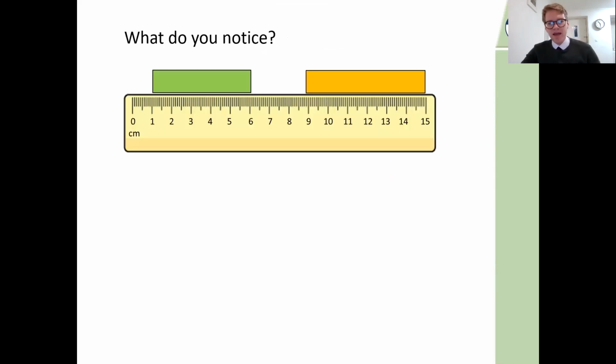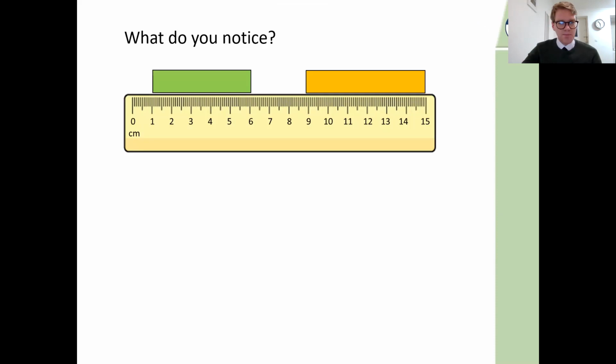Okay, we have a green bar here and an orange bar. I'd like to pause the video here and just come up with some different things that you notice. What could we say about what we've got here? Maybe you can tell me the length of these bars. Maybe you can tell me the distance between them. Maybe you can say which one's longer. Have a really good think. What can you tell me? What do you notice?